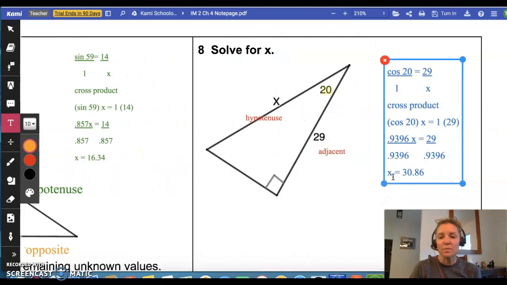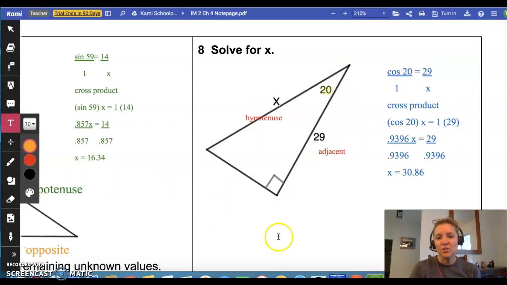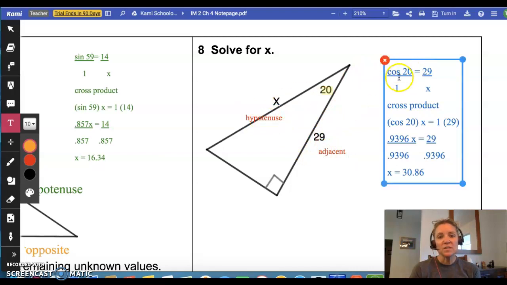Jumping over to problem 8. So again, a right triangle, solving for the side with the x on it, which is again the hypotenuse because it's opposite the little box. And then from the angle indicated, the 20-degree angle, this side that's labeled 29 is the adjacent side. So the trig function that uses adjacent over hypotenuse is cosine.